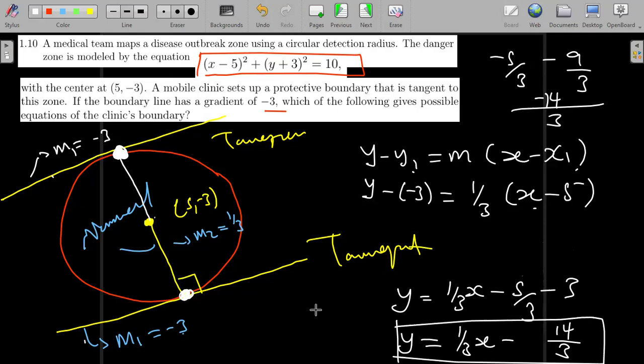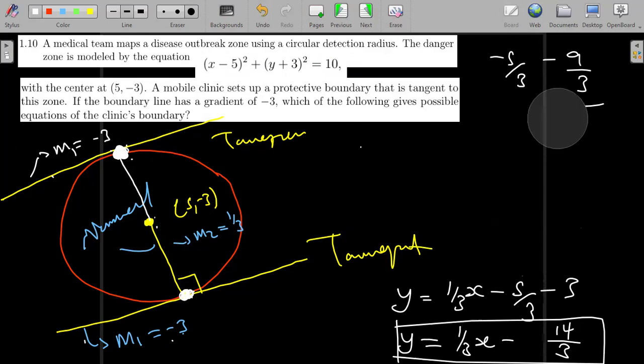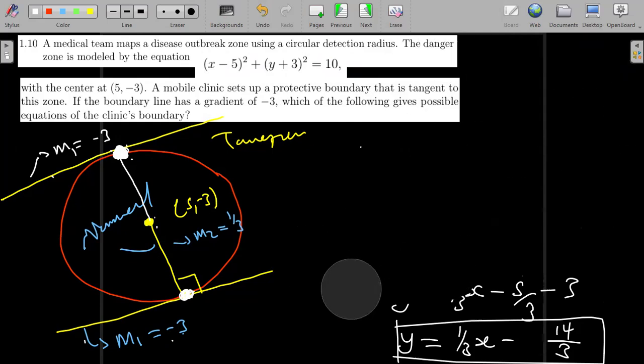Okay, so once I have the equation of a normal line, I can solve it simultaneously with the equation of the circle, so that I find the points that I'm talking about, this point and this point. Then once I have this point or that point, I can use this gradient and this point to find the equation. That's all. Okay, so let's solve those things simultaneously now.